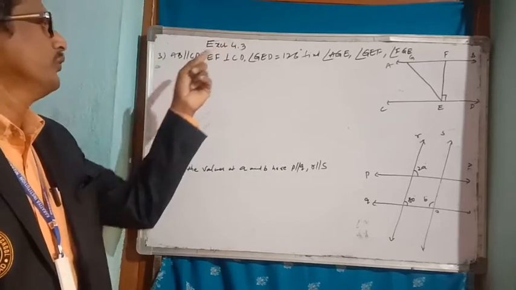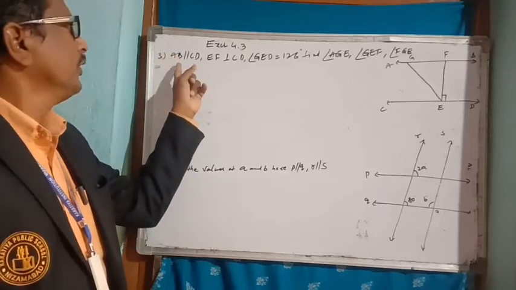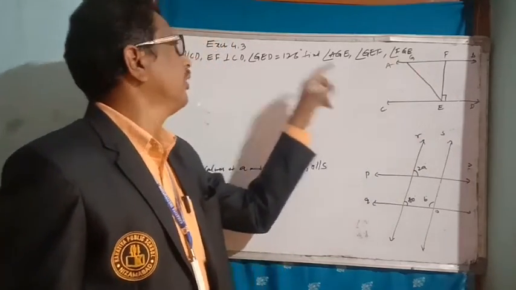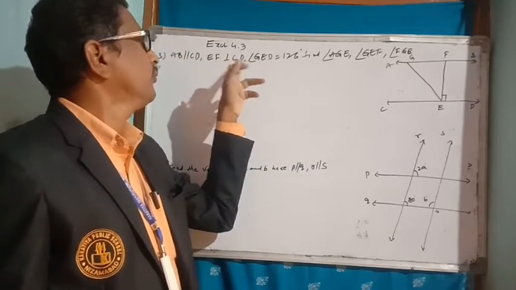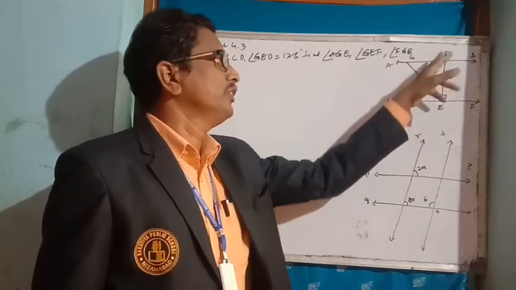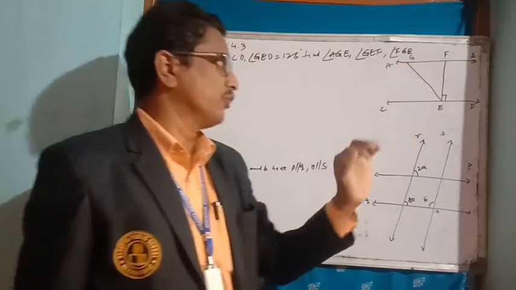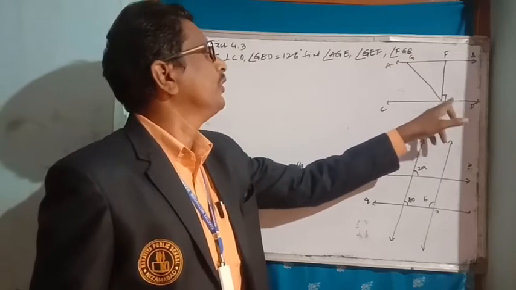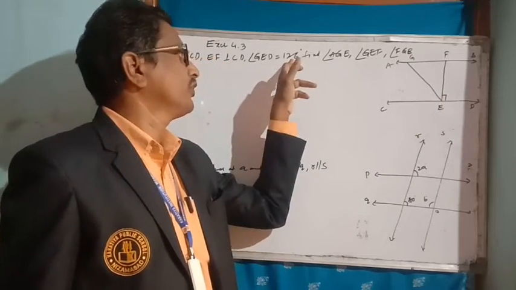Now, exercise 4.3. Here, AB is parallel to CD. These two lines are parallel, and EF is perpendicular to CD. So EF is perpendicular to AB also. And GED, this angle is equal to 126, given.